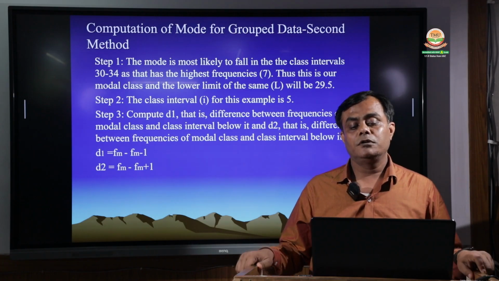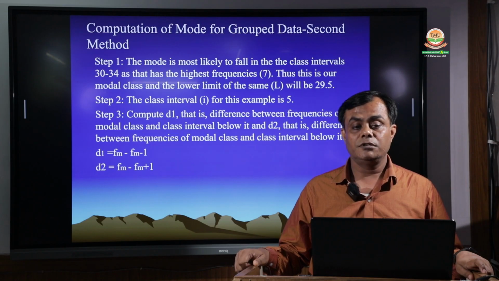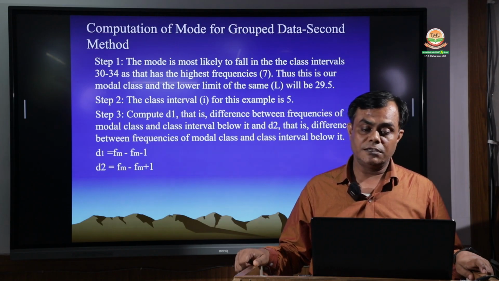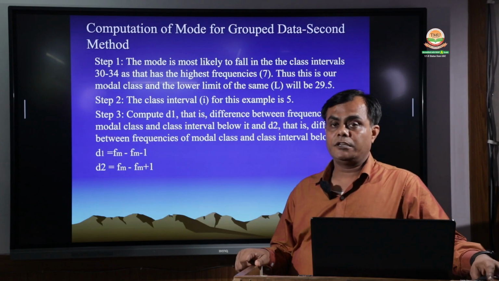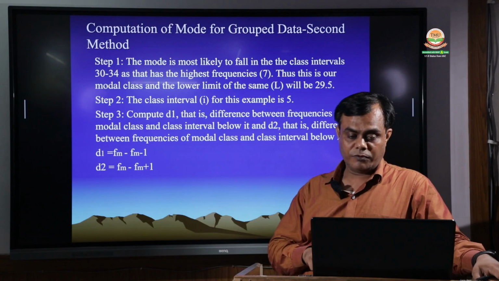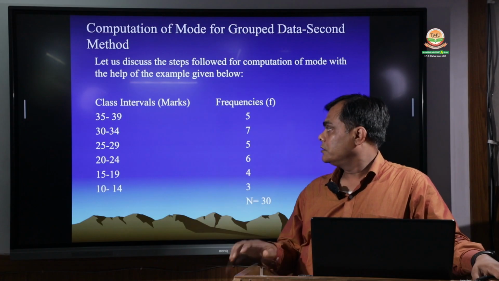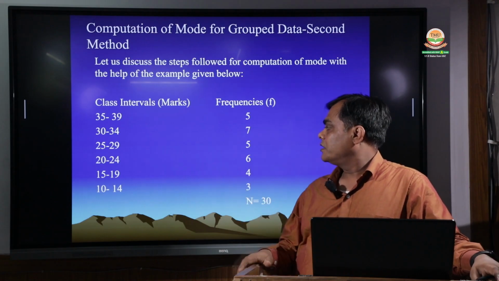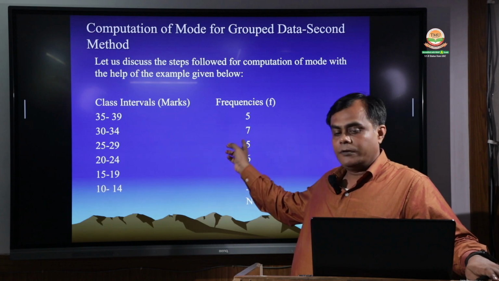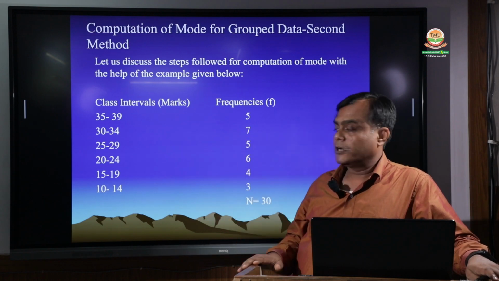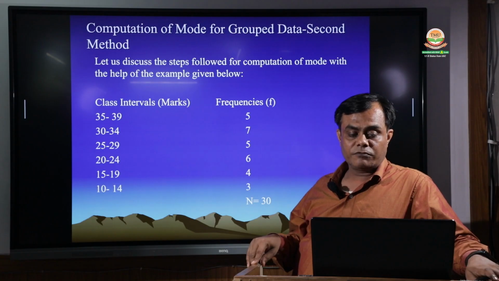So step 1: the mode is most likely to fall in the class interval 30 to 34, as that has the highest frequency, which is 7. Why are we taking the mode value from the modal class interval? Because in this class interval, the highest frequency lies. So 30 to 34 is considered the modal class interval where the highest frequency lies.